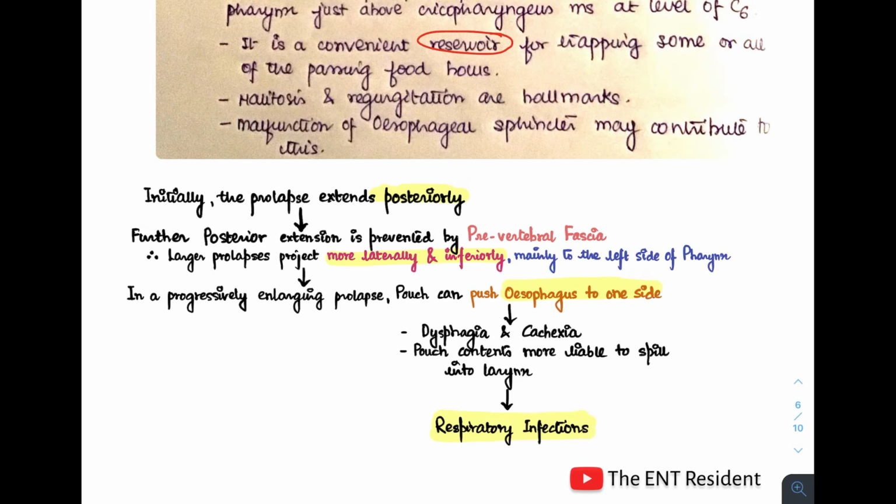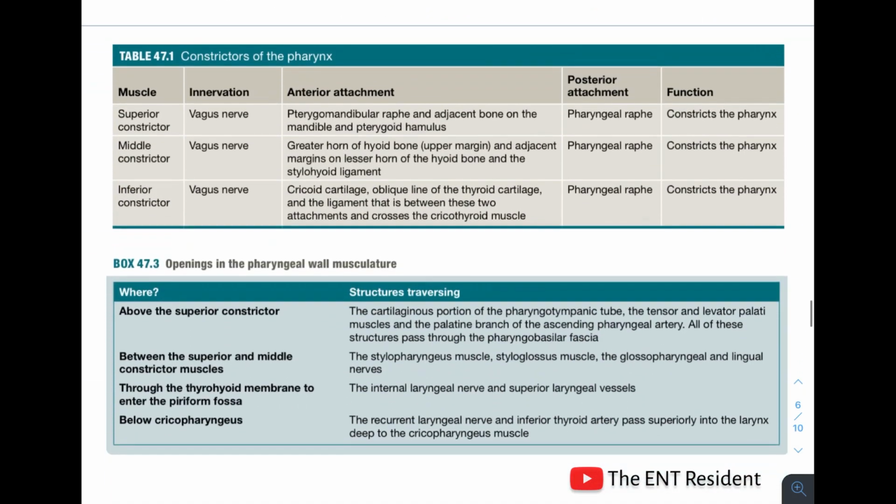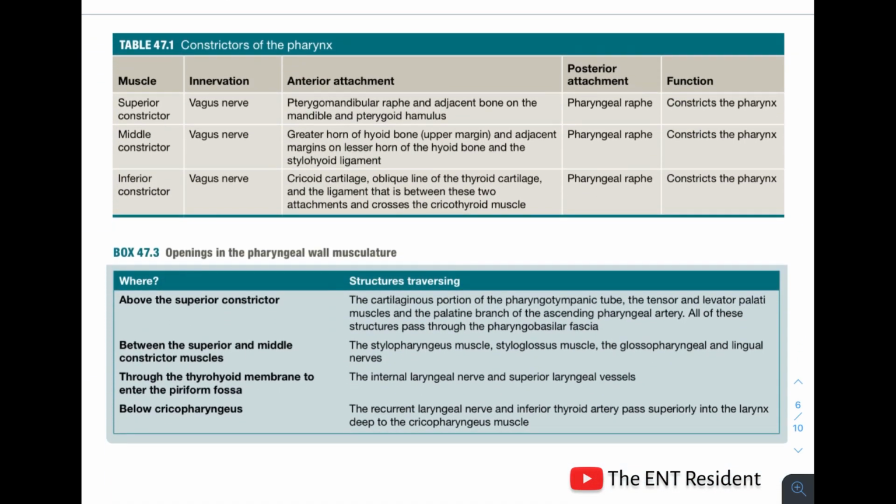So we have learned about the Killian's dehiscence and what can happen due to it, which is the pharyngeal pouch. If we go quickly through the constrictors of the pharynx, you'll see that their innervation and function are all the same. The posterior attachment is also the same; they mostly go into the pharyngeal raphe. Their anterior attachment for the superior constrictor is the pterygomandibular raphe and the pterygoid hamulus. For the middle constrictor it is the greater horn of the hyoid bone, and for the inferior constrictor it is the cricoid cartilage and the thyroid cartilage.